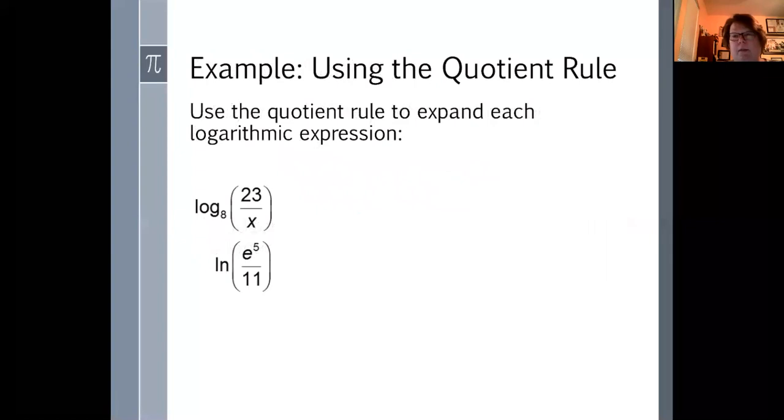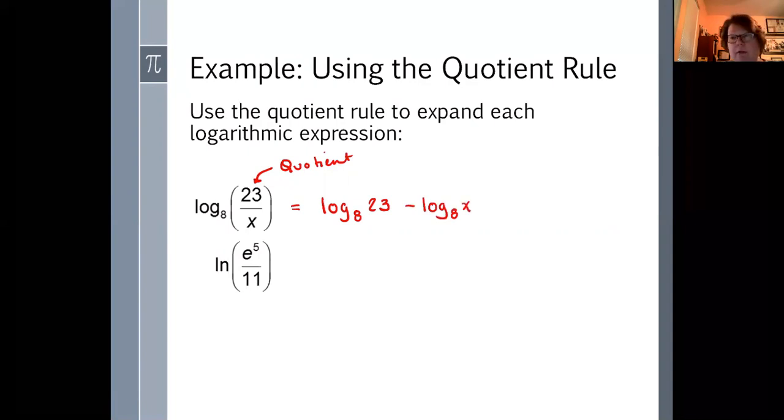All right, let's look at a couple of examples. So the log base 8 of 23 divided by x, that is a quotient. So the quotient rule says that when I have the log of a quotient, I can write that as the difference of the two logarithms. So we can write this as log base 8 of 23 minus the log base 8 of x.